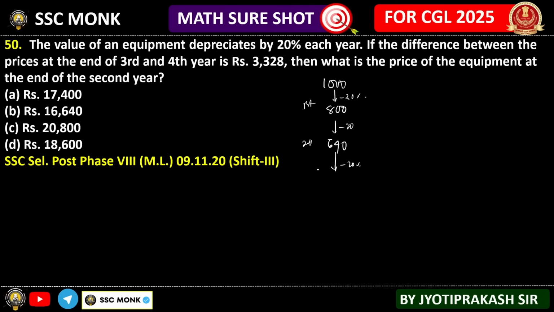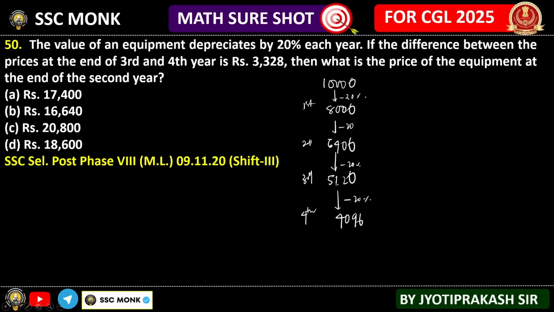Then again third year, 20% decrease. That means 128 gone. 640 minus 128 is equal to 512. Again on the fourth year, 20% decrease. 512 into 4 by 5. That is equal to 409.6 on the fourth year. So if I take it as 10,000, it will solve my whole thing. That is equal to 4096. Okay. So this is 4096.